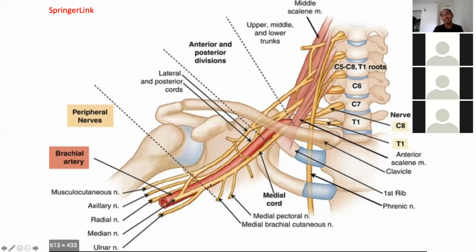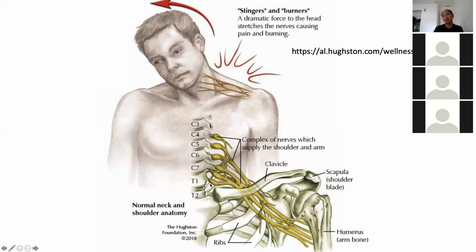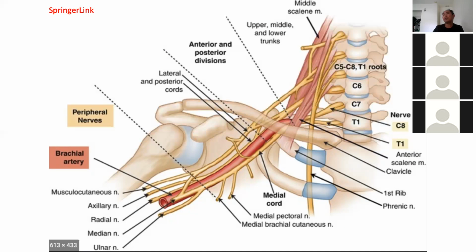So when we see this sort of injury, we will be suspecting a brachial plexus injury. And brachial plexus injury could be anywhere from the root injury, or the trunk injury, or the division injury, or the cord injury, or the one and single peripheral nerve injury. So if we suspect brachial plexus injury, we need to suspect these sites of injuries.